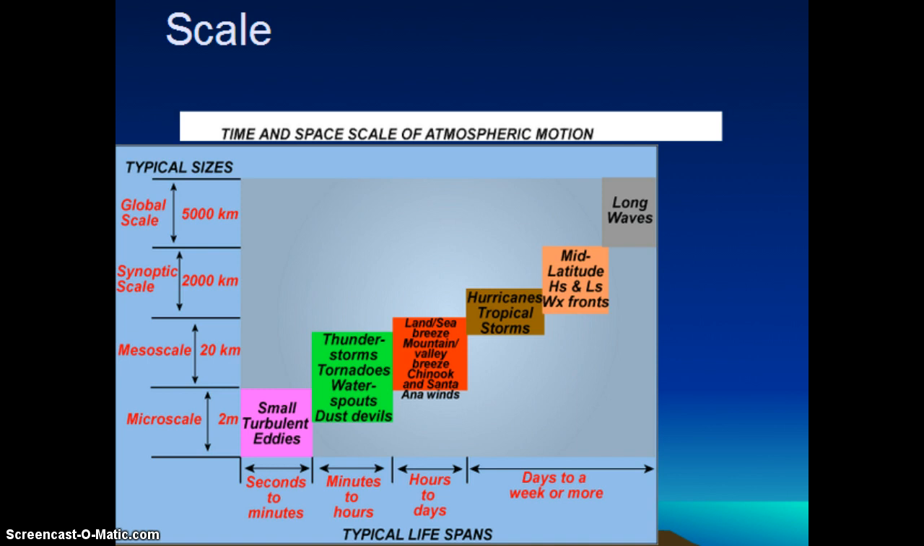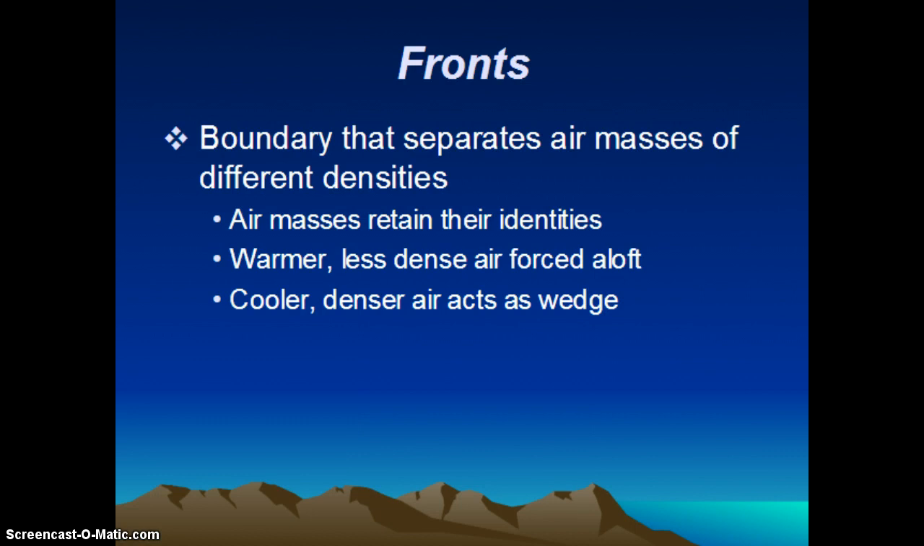So we're really looking at the size and the time in which events take place on Earth that affect the meteorological conditions of an area. Here we're going to talk about fronts, a boundary that separates air masses of different densities. Air masses retain their identities. Remember, a continental polar is going to maintain its properties, and a maritime tropical that comes out of the Gulf is going to maintain its properties and retain its identity.